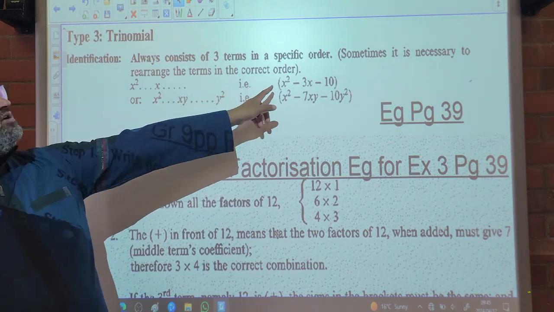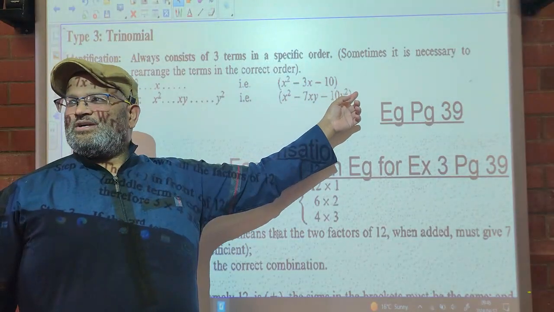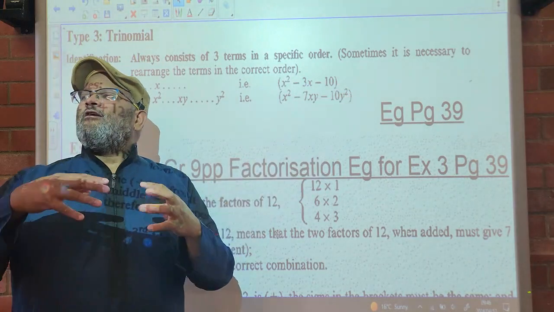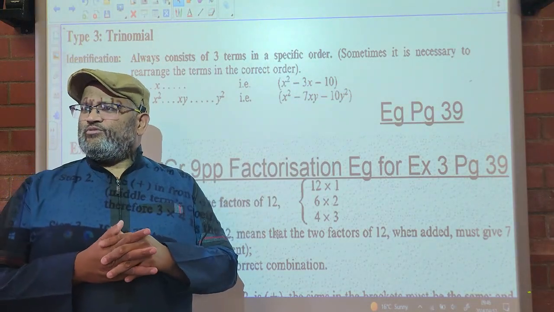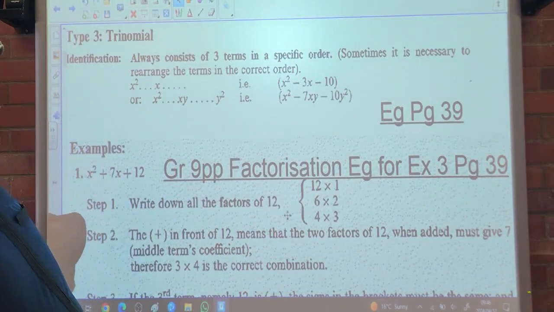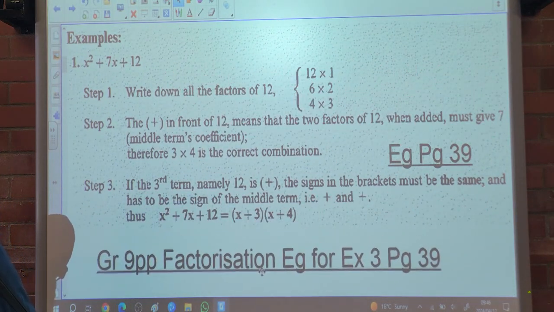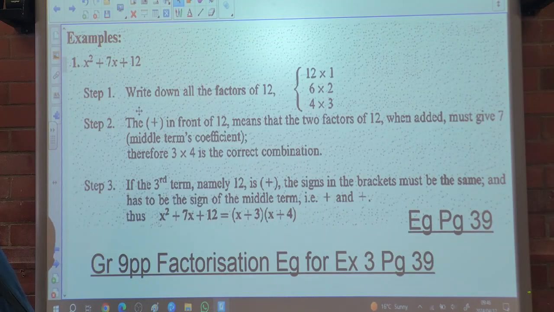An example of each, you got x squared minus 3x minus 10, and you got x squared minus 7xy minus 10y squared. Okay, so that is the form in which we need it to be, and that is what we call standard form. But don't worry about that now. More about that in grade 10, when we do graphs, we'll talk more about standard form. Okay. But this is the standard form of a quadratic equation, or your trinomial in other words.